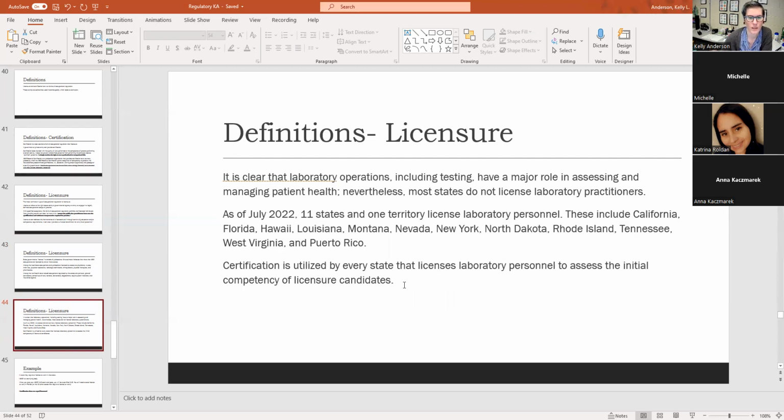And it is clear that laboratory operations, including testing, have a major role in assessing and managing patient health. So if you haven't heard it, between 70 and 80 percent of diagnoses are based on lab results. But most states do not require a license. As of right now, only 11 states and Puerto Rico require lab techs to have a license. And usually certification is utilized in America. Every state uses certification to verify that you meet the initial competency.